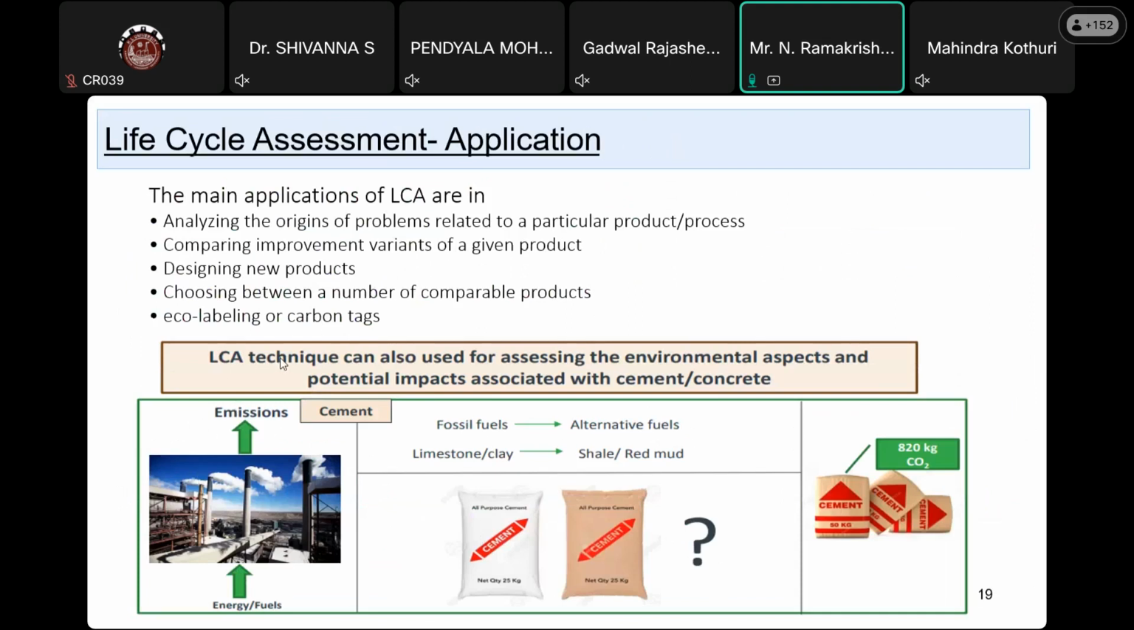Now we can see here the LCI technique is used for assessing the environmental aspects and potential impacts associated with cement as well as concrete. There is a cement factory where energy and fuels are used and carbon dioxide emissions happen. Instead of fossil fuels, you can go for alternate fuels. Instead of limestone or clay, you can go for shale or red bed. What would be the CO2 emission? What is the energy consumption? What would be the properties? All this will be studied.